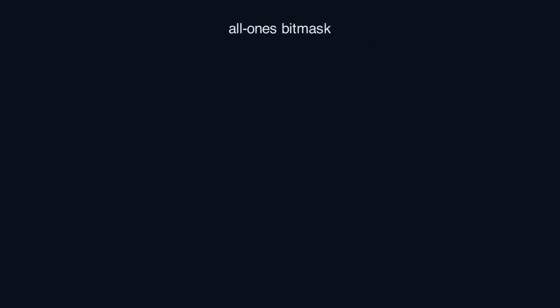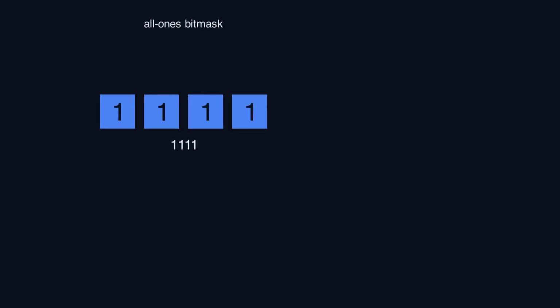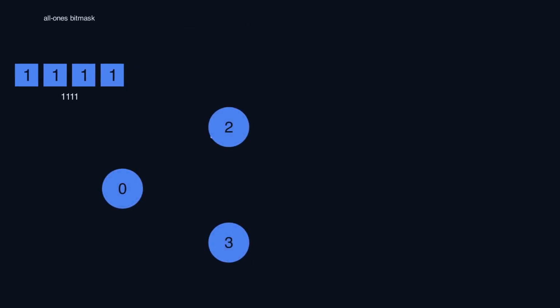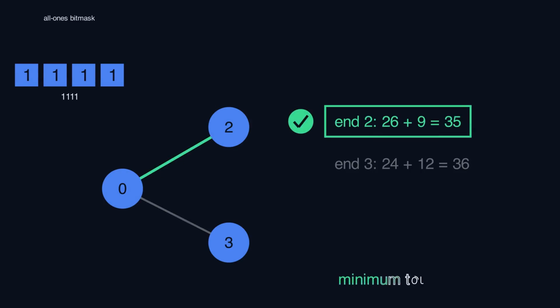When the loops finish, we hold the best cost for every full path. The bitmask, that's all ones. But a tour has to come home. So we take each possible final city, add the edge back to the start, and keep the smallest total. That value is the minimum cost of the whole tour.